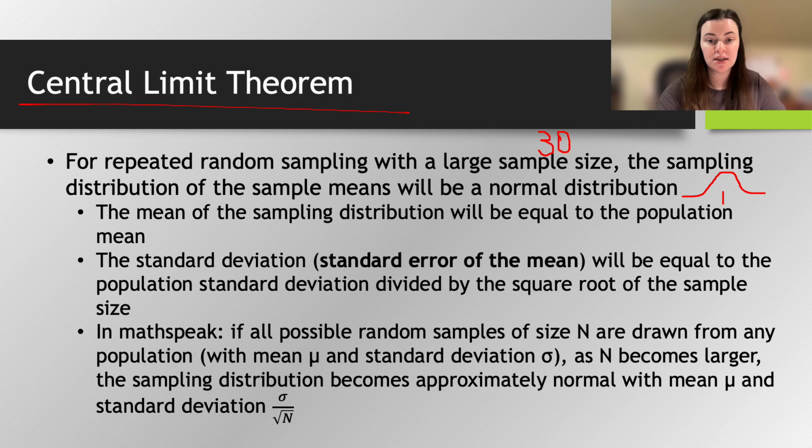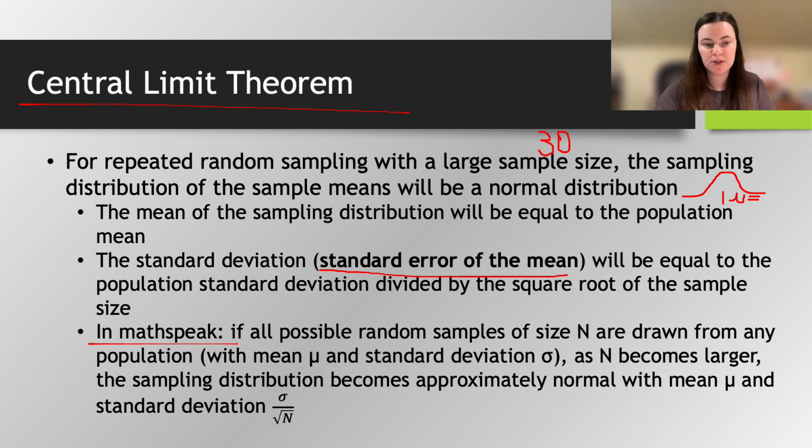So in that case, we would have mu, which is our population mean, be equal to our sampling distribution mean. The standard deviation, which is also known as the standard error of the mean, will also be equal to the population standard deviation divided by the square root of the sample size. And we'll get into that in a little bit, but this is just that overall theoretical orientation here.